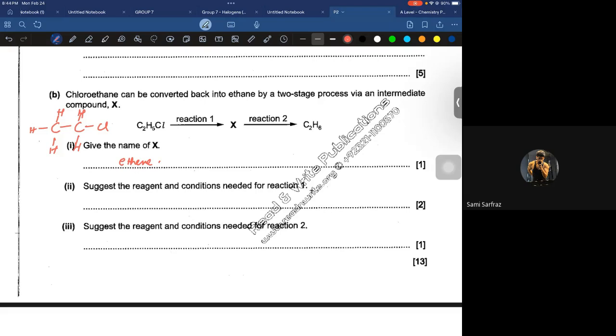Suggest the reagent and conditions for reaction 1. I would say sodium hydroxide in ethanol and heat under reflux. Suggest the reagent and conditions for reaction 2: hydrogen and nickel at 200 degrees Celsius. So your alkene would be converting into alkane. It's very simple.